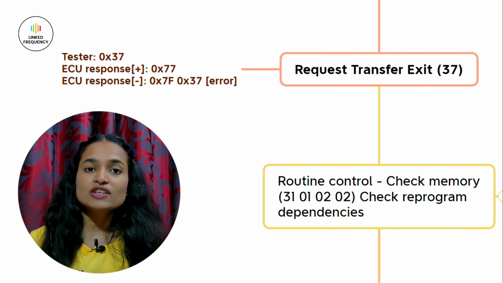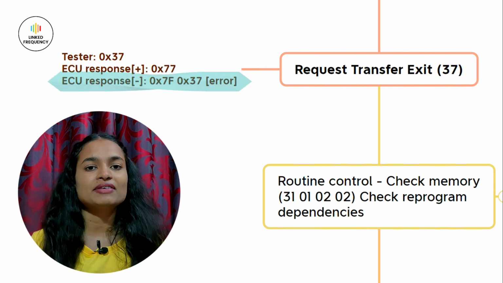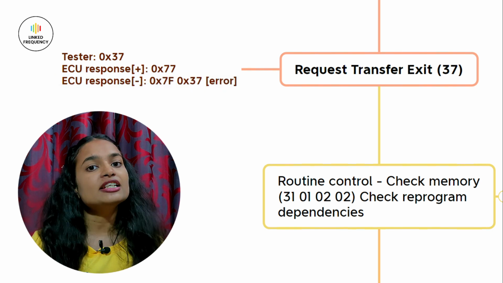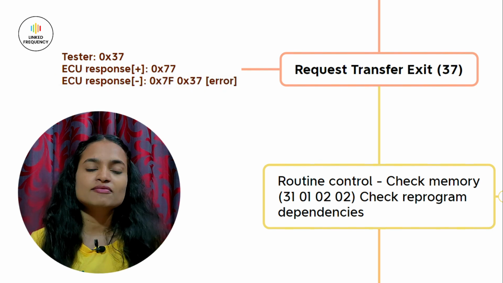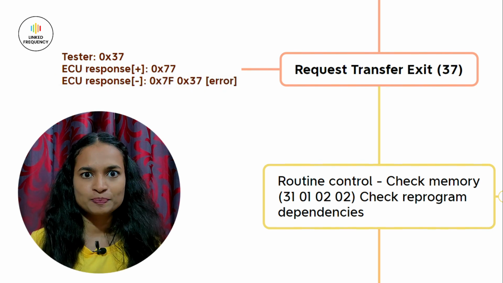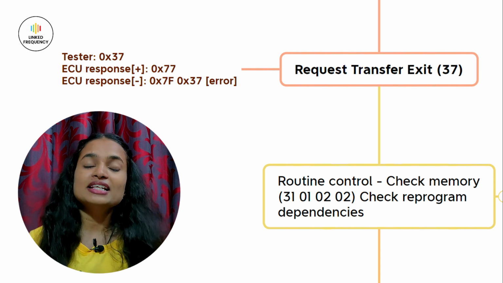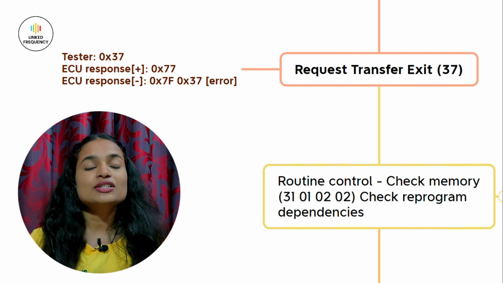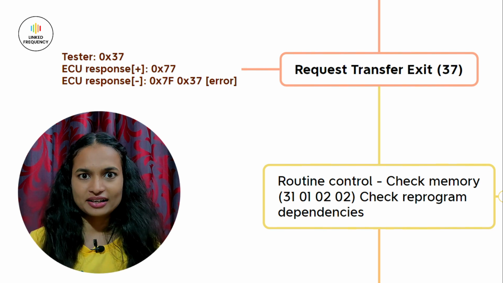Moving ahead, the negative response includes 7F 37 followed by the error. The negative response is sent if there is any issue such as data failure, checksum failures or missing data blocks. Just for our reference, let us consider the negative response as 7F 37 22. The 22 represents conditions not correct.